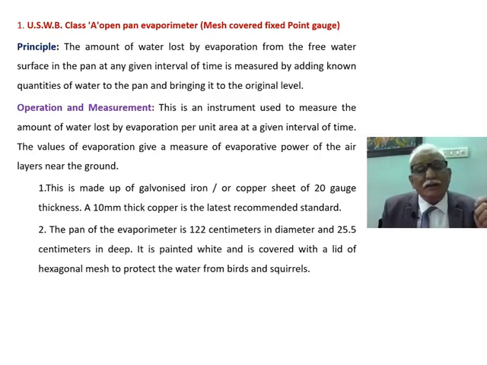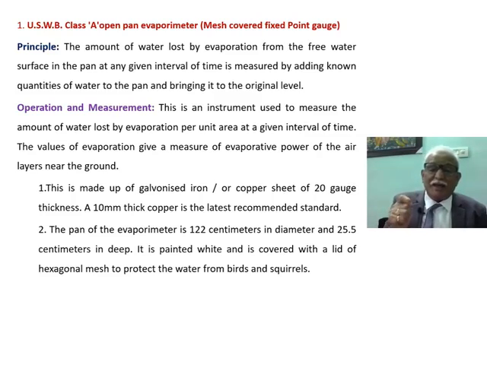So let us try to understand one point. This is a mesh covered fixed point gauge. Now, how it operates and how we can measure with it. This is an instrument used to measure the amount of water lost by evaporation per unit area at a given interval of time. The values of evaporation give a measure of the evaporative power of the air layers near the ground.